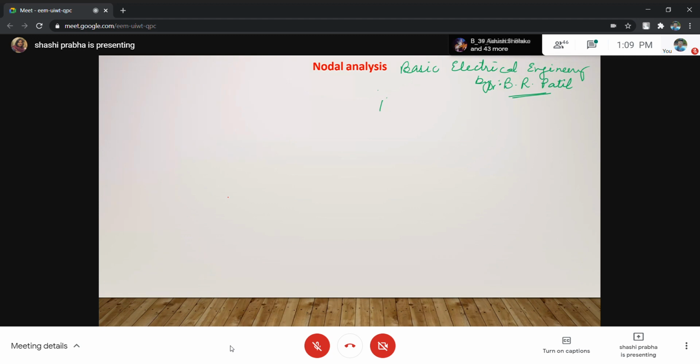So after completing that, today we are going to learn a different technique, which is called nodal analysis. What is called a node? If a number of branches meet at this point, this is called a node. So when more than 2 branches are meeting, we call it a node.